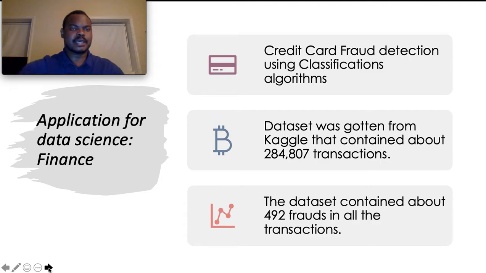Another application of data science can be seen in finance. An example is using it for credit card fraud detection, using certain algorithms, classification algorithms. And I worked on this project as well. I gathered data from Kaggle. Kaggle is a website that deals with data science projects, and many people work on projects to upload there. And so I was able to get data sets from their website.